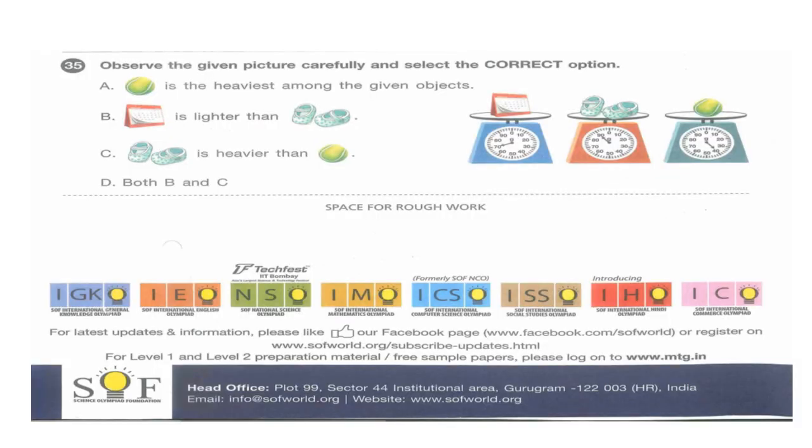Question number 35. Observe the given picture carefully and select the correct option. A. Tennis ball is heaviest among the given objects. B. The calendar is lighter than the shoe. And C. The shoe is heavier than the tennis ball. D. Both B and C. So in the picture they show the weight of each of the objects. So watch it out and then select the correct option.